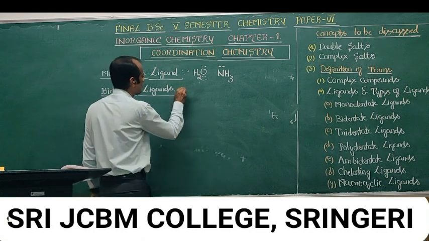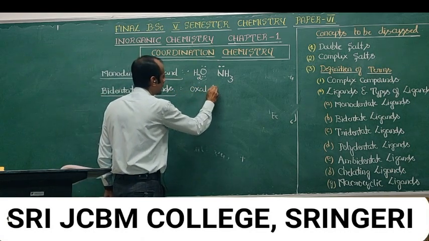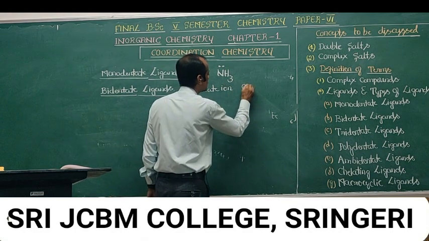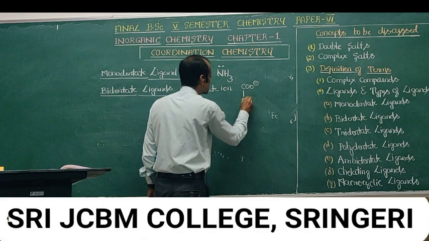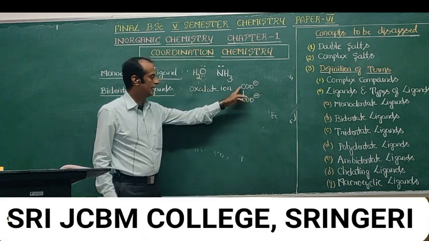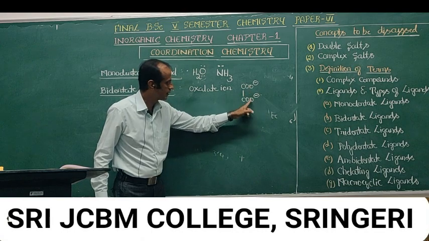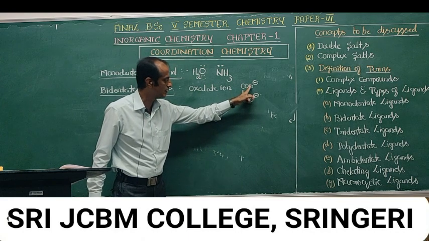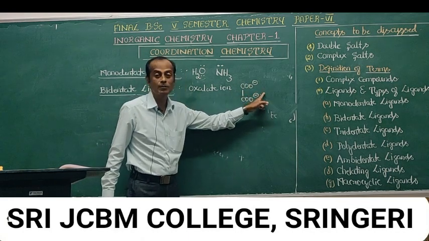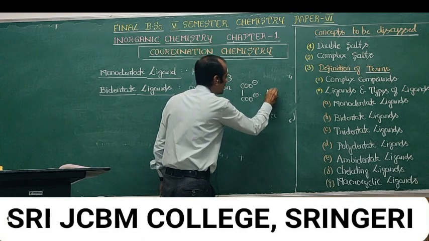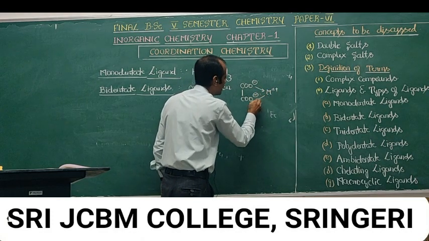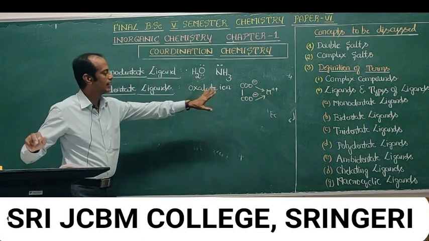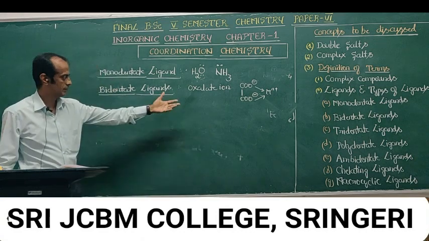For bidentate ligand, we can give the example of oxalate ion, COO minus. Here the two terminal oxygens of the oxalate ion are the donor atoms. This oxygen donates one pair of electrons and this oxygen another pair. If there is a central metal ion, it can form two coordinate bonds with it. So that's why it's an example of a bidentate ligand.